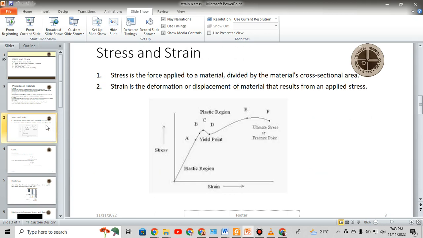Our next topic is stress and strain. Before you calculate stress and strain, you must understand the chart that I'm showing you about stress and strain. We define stress as the force applied to a material divided by the material's cross-sectional area. So stress is equal to force over area. Are we clear? And then strain is the deformation or displacement of a material that results from its applied stress.